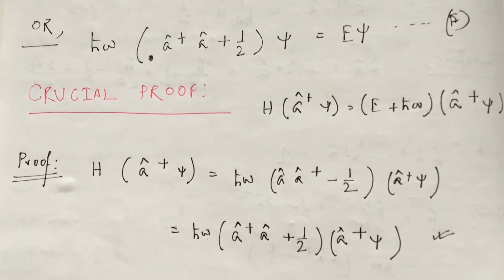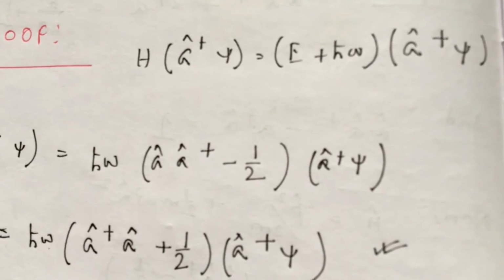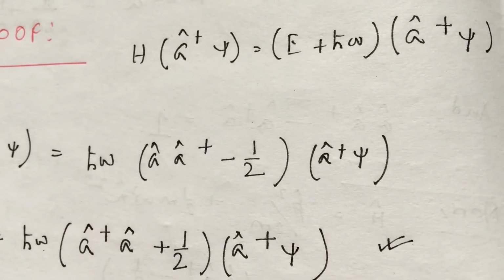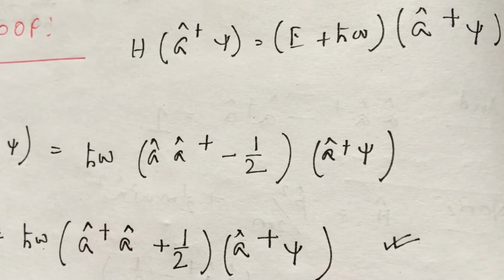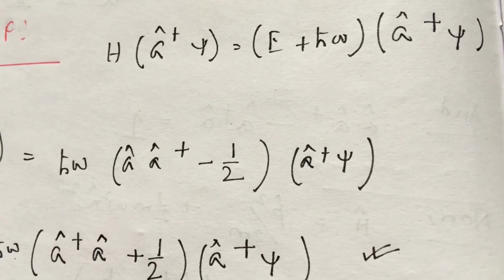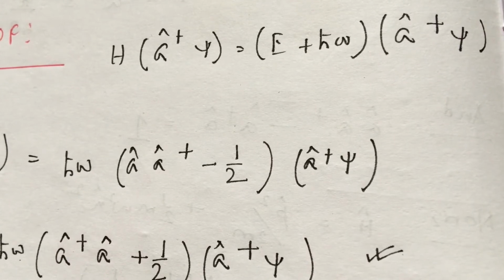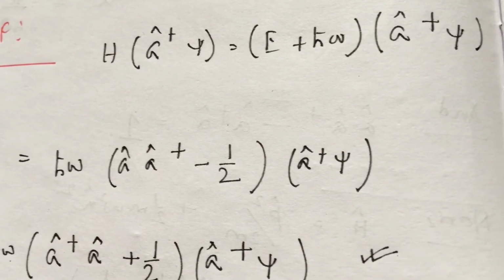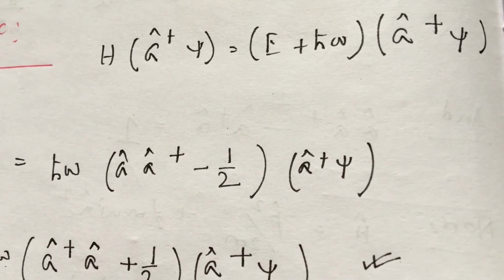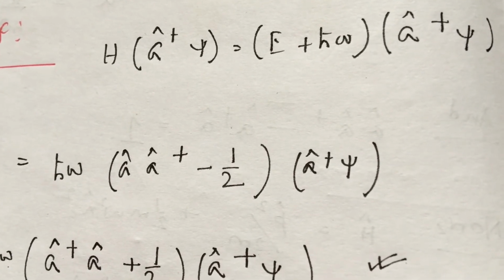Let's make a very crucial proof. What is that? First, I would like to make a statement. I'd like to say that when A dagger operates on the eigenstate, the energy value increases by an amount h cross omega, which means A dagger raises the energy value. If A dagger is applied twice on the state, then the energy value increases by an amount 2h cross omega. And if A dagger is applied n times, then the energy value increases by an amount n h cross omega, and the final energy value will be E plus n h cross omega after n applications of A dagger.